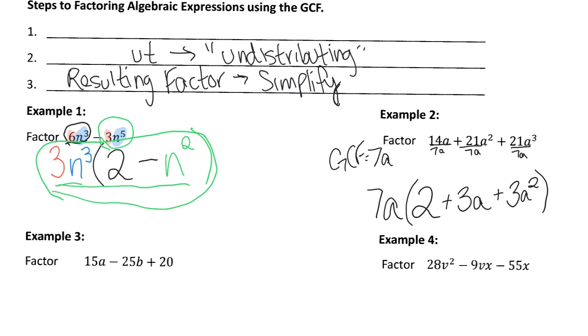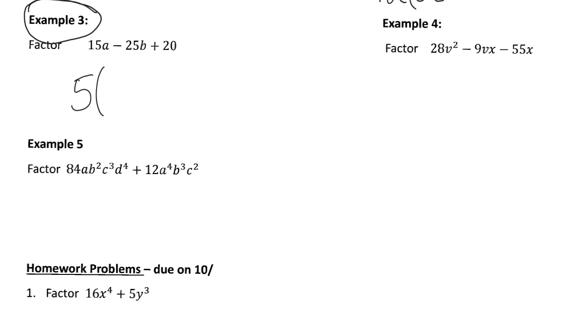Okay, so I want you to pause and try example 3. You're going to come down here and work on example 3. When you unpause, the answer will be there. Okay, so hopefully you got a GCF of 5, and then the resulting factor is 3a minus 5b plus 4.